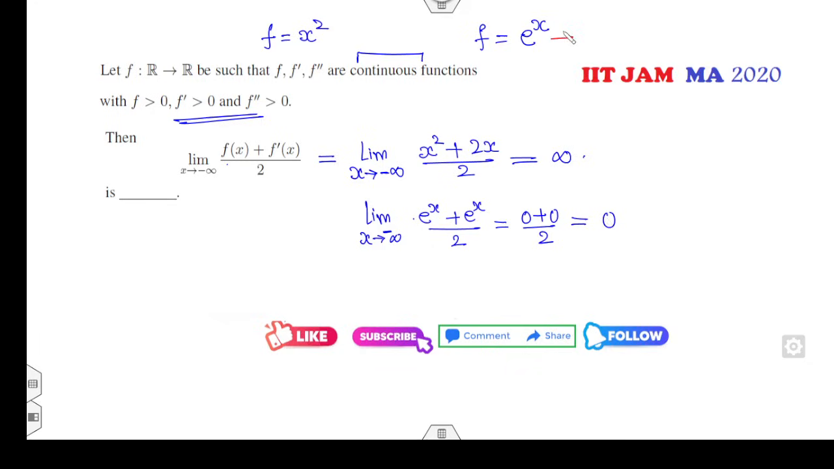But if I choose any number say alpha, then e raised to power x plus alpha, e raised to power x divided by 2 as limit x approaches minus infinity. The first term is 0, alpha plus 0 divided by 2, that is alpha by 2. Fine. So that means any number from 0 to infinity is the right answer of the problem.